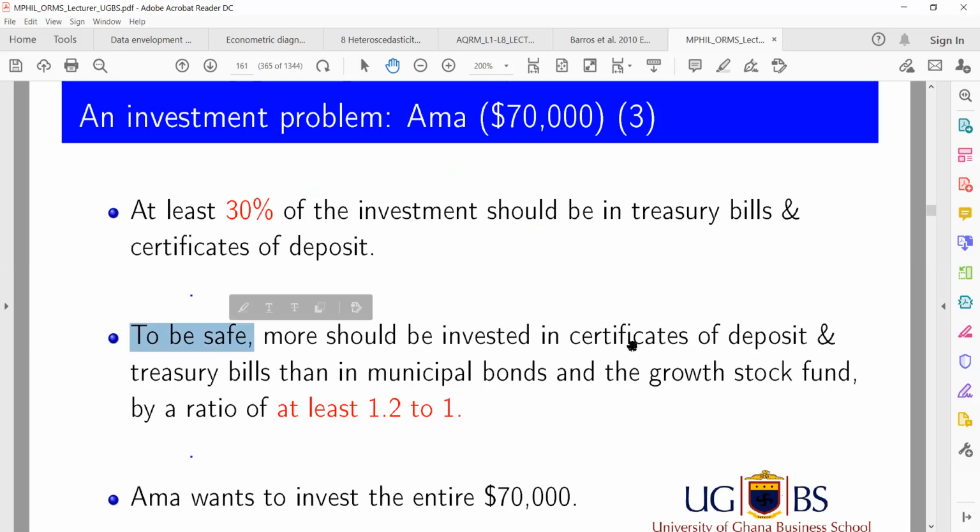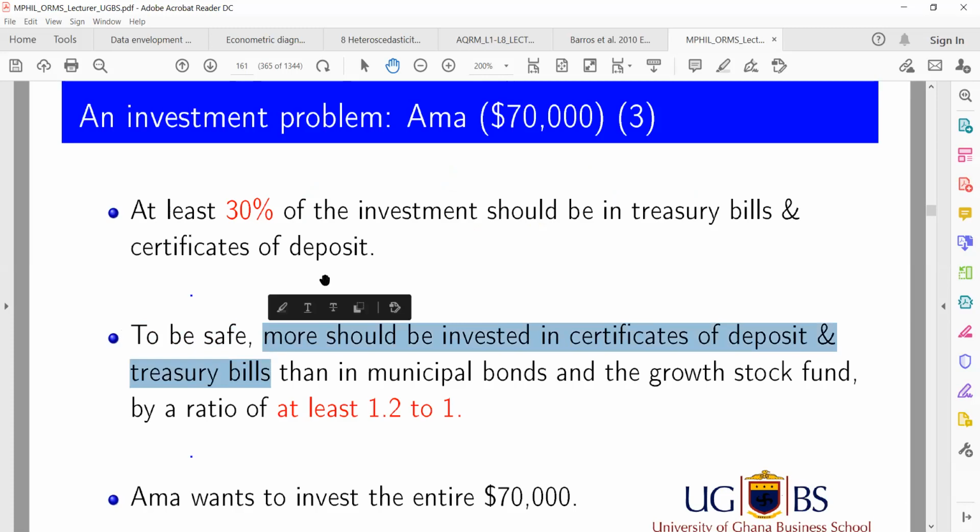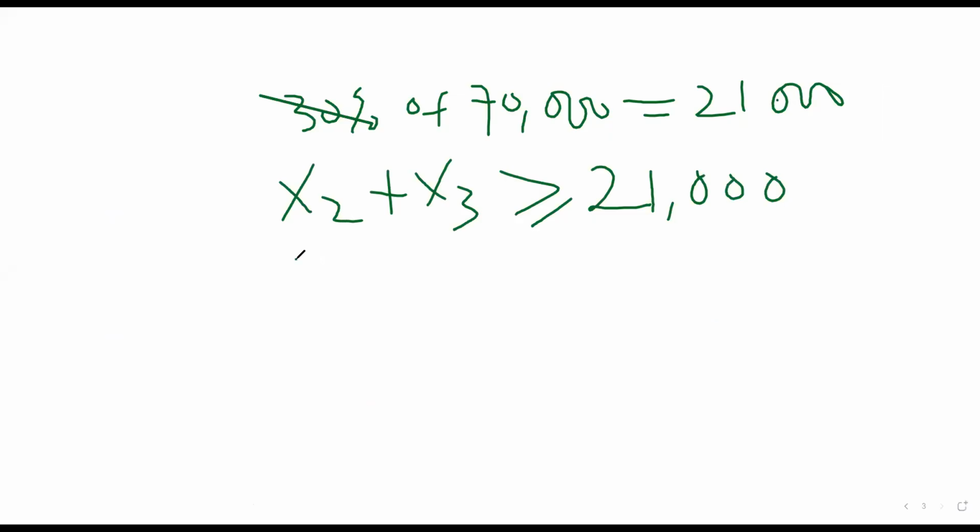More should be invested in certificate of deposit and treasury bills. Pause. Don't go further. Certificate of deposit and means plus. So what is your certificate of deposit? It is represented by X2. What is your treasury bills? X3. And "and" means add them. So that's the first thing you want to do. Let's write that down before we look at the other parts. So X2 plus X3. Put it down.